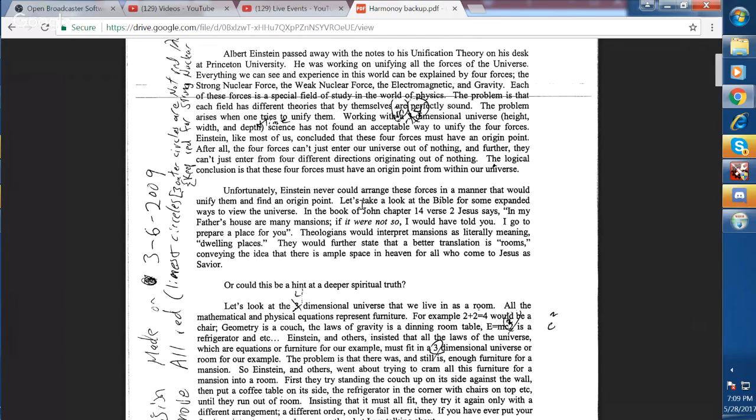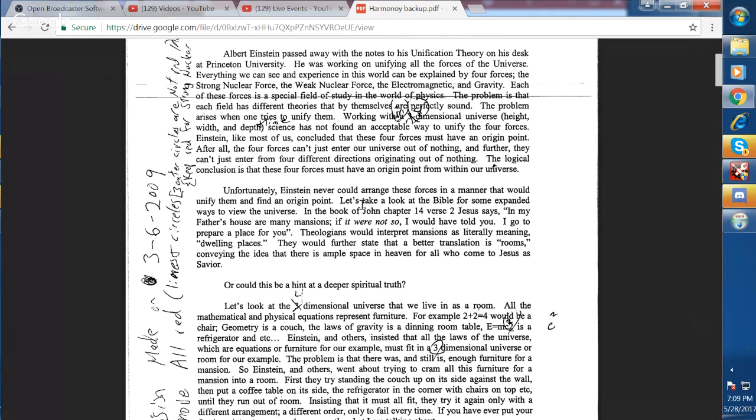So now let's take a look at the Bible for some expanded ways to view the universe. The book of John, chapter 14, verse 2, Jesus says, quote, "In my Father's house are many mansions. If it were not so, I would have told you. I go to prepare a place for you."